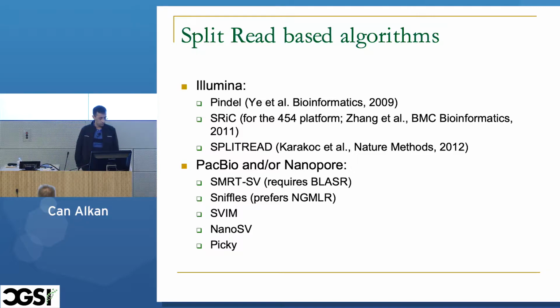So for PacBio and Nanopore, the splits are going to be much more reliable, especially if you have megabase-long reads. Some examples are SmartSV that requires the BLASR aligner, Sniffles by Mike Schatz, which requires or prefers NGMLR. And NanoSV, Swim, and Picky are some of those examples, and these are much more recent.